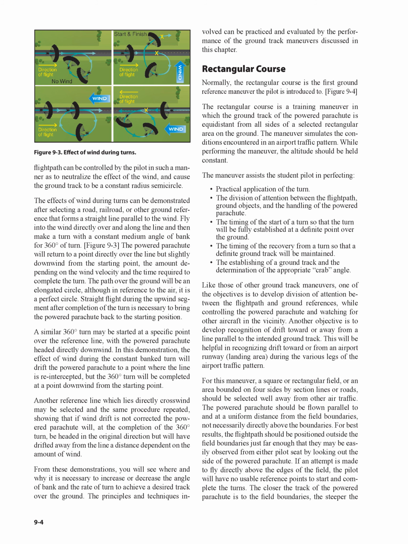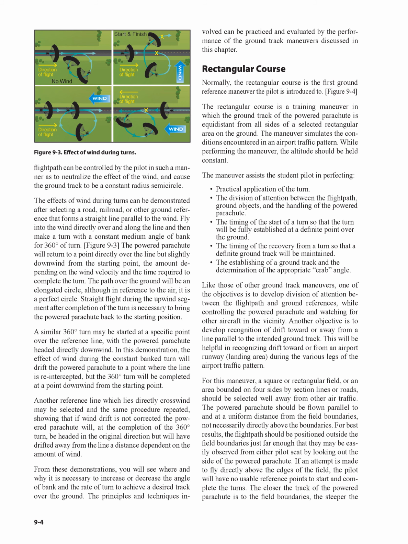Fly into the wind directly over and along the line and then make a turn with a constant medium angle of bank for 360 degrees of turn. Figure 9.3. The powered parachute will return to a point directly over the line but slightly downwind from the starting point, the amount depending on the wind velocity and the time required to complete the turn. The path over the ground will be an elongated circle, although in reference to the air, it is a perfect circle. Straight flight during the upwind segment after completion of the turn is necessary to bring the powered parachute back to the starting position.